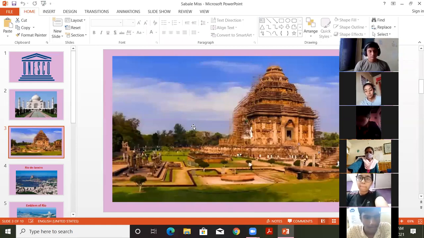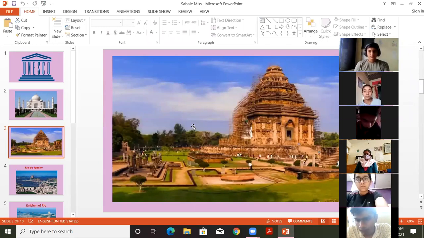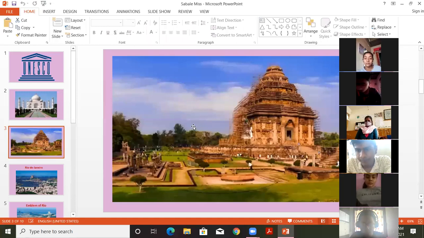Do you know where it is located? Orissa. Yes. Very good. It is located in Odisha, in Puri. And the sun god deity is worshipped. As you can see, this sun temple is said to be on a chariot. You can see the wheels in the picture. There are nearly 12 wheels, and the chariot is driven by horses. Horses are also shown. 7 horses.